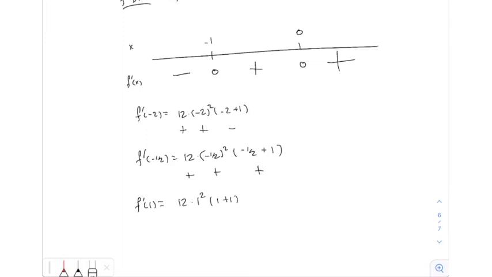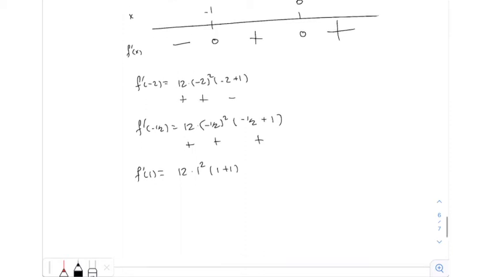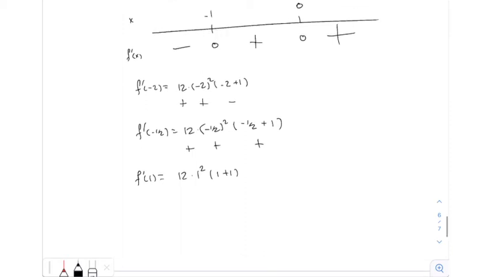Anyway, to answer the specific questions, the first question was, give me intervals where it's increasing or decreasing. So I say increasing is where the positives are. So it's increasing on the interval minus 1 to 0 and also 0 to infinity. And it's decreasing on the other one, minus infinity to minus 1. Right? Those are the intervals of x values.